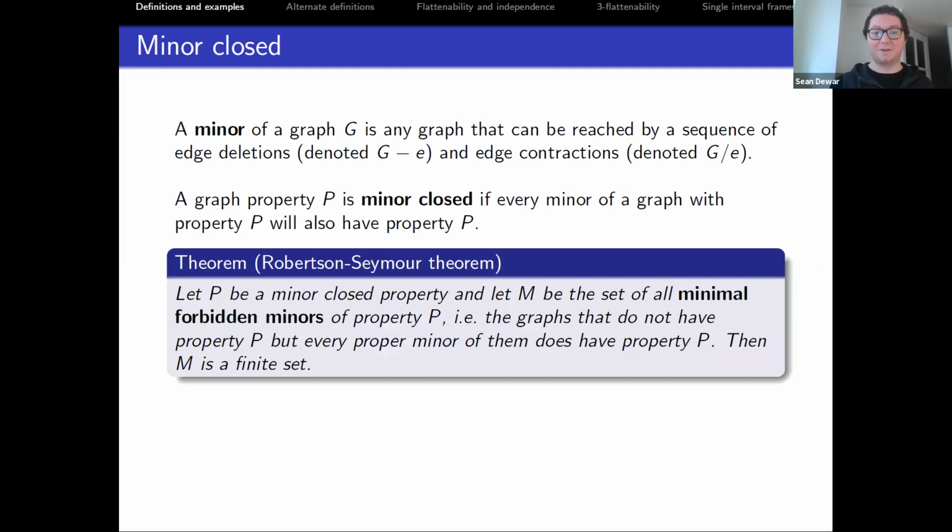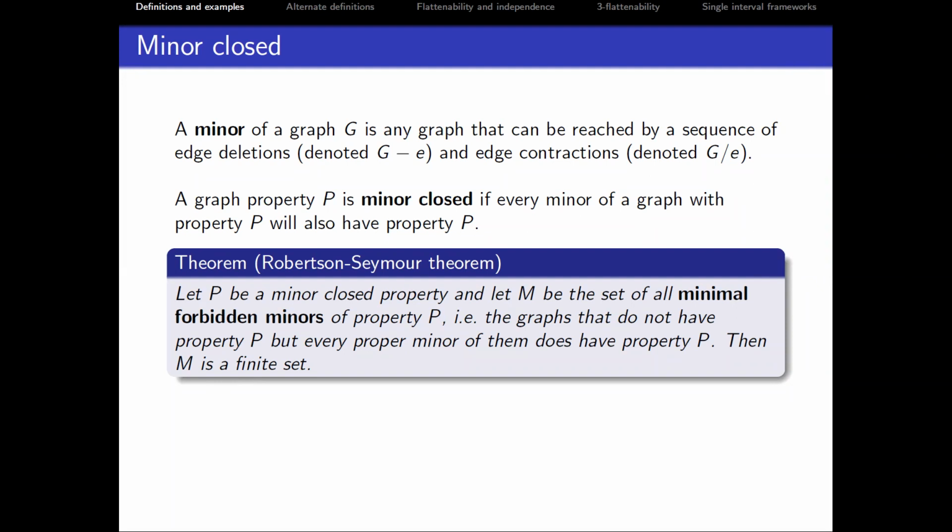Okay, so this can be extended to this nice theorem here. If we have a minor closed property, and we say M is the set of all minimal forbidden minors, so these are all the graphs that do not have the property, but if you remove any edge or contract any edge, it will have the property, then the set M has to be a finite set. So in the planar case that I gave, the two classical ones are K5 and the bipartite graph K3,3. They're the two minimal forbidden minors.